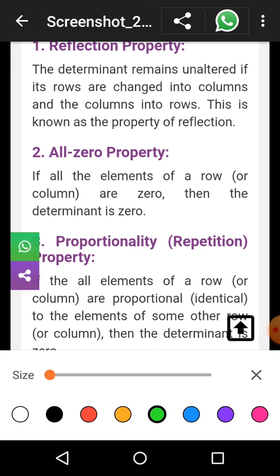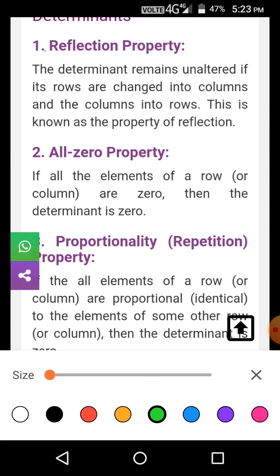First property here is the reflection property. The determinant remains unaltered if its rows and columns are interchanged. It says it remains unaltered if rows are changed into columns and the columns into rows. This is known as the property of reflection. Very simple property. If you make the rows as columns and columns as rows, the determinant will not change.